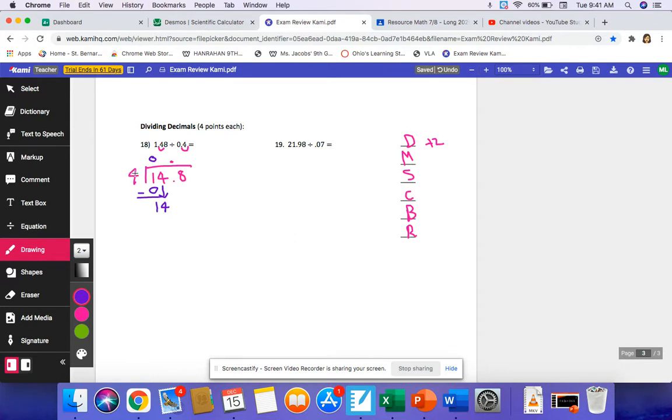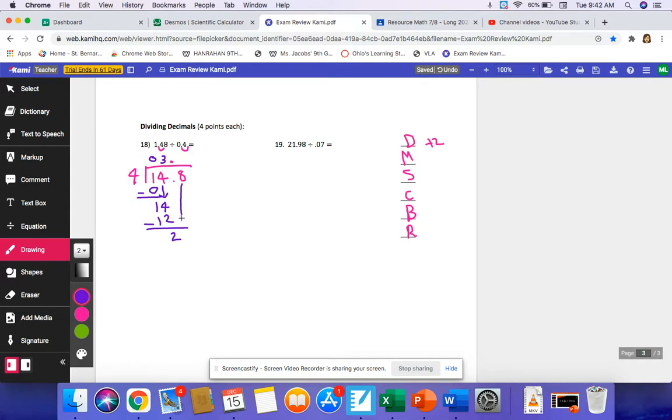14 divided by 4 is 3. Remember, you would do 14 divided by 4 in your calculator and look for the number outside of the decimal. That's a 3. Then we multiply. 3 times 4 is 12. And we subtract. 14 minus 12 is 2.